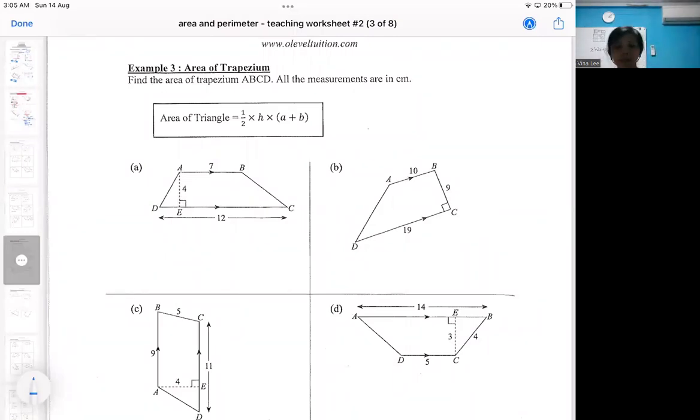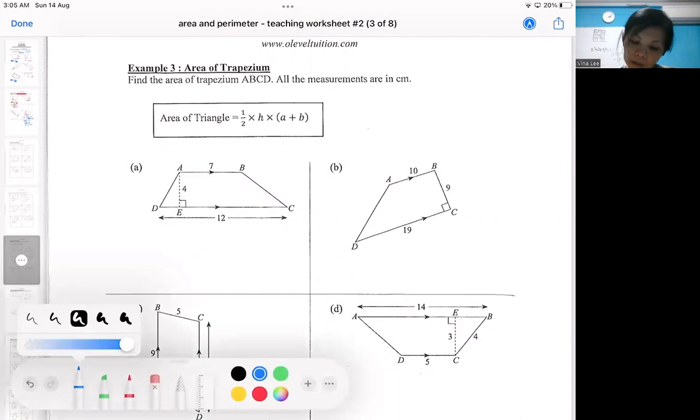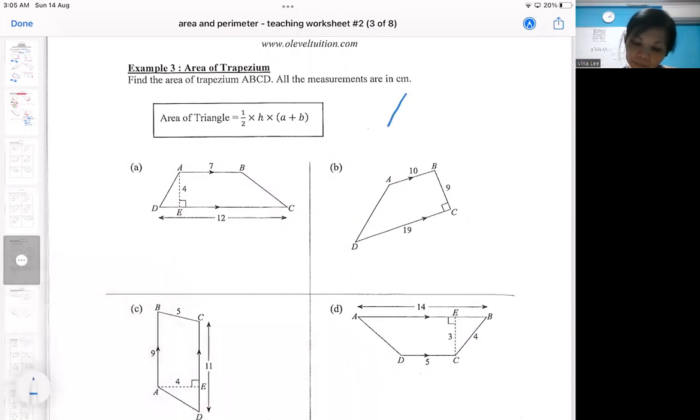So this one is another new shape to you. This one is called a trapezium. Generally, a trapezium is a four-sided figure, but there is only one pair of parallel lines. So a trapezium is a four-sided figure with only one pair of parallel lines, and we usually label that pair, the parallel lines, as A and B. Usually they are not the same length.